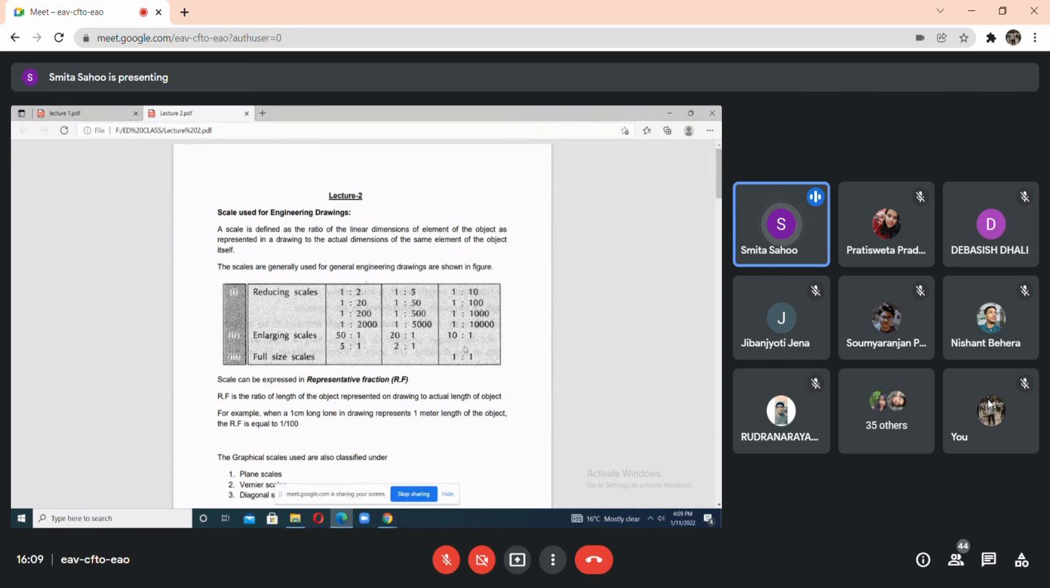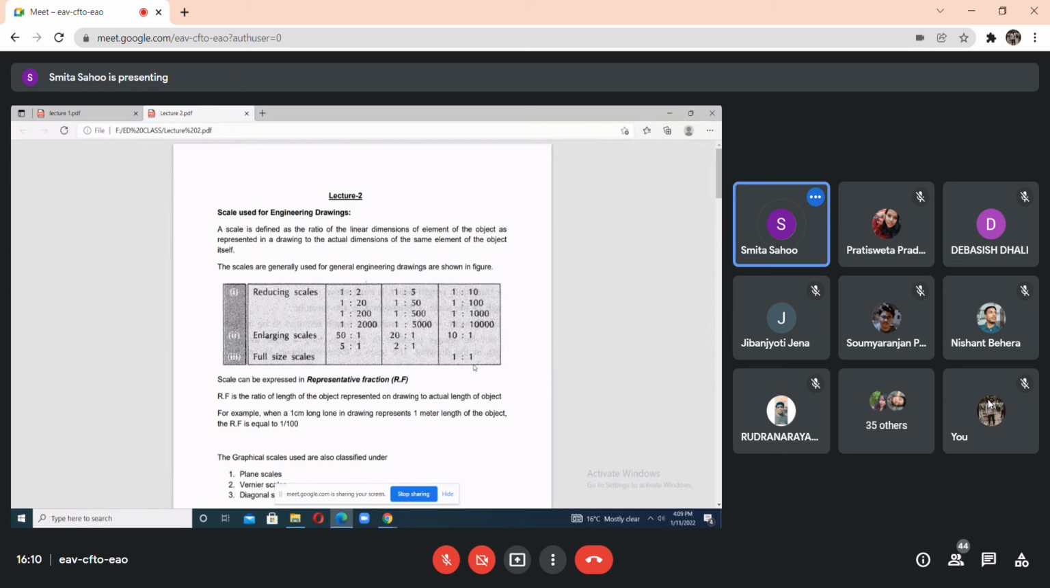Now for the full size scales, the full size scale means the type of scale that you're using in your first drawing. And suppose in the second drawing you're doing, the scale is 1:1. It means whatever is actual, we are showing on the paper. We are not changing the size. Right?